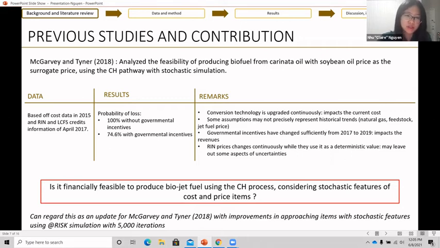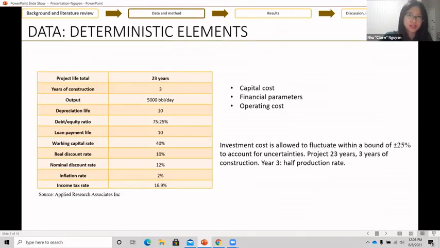And so our study has the same question as theirs as to whether it's financially feasible to produce biojet fuel using the CH process, considering the stochastic features of some cost and price items. And so our study can be regarded as an update for the McGavie and Tyner study, with improvements in approaching items with stochastic features. And we use @Risk simulation for our study with 5,000 iterations.